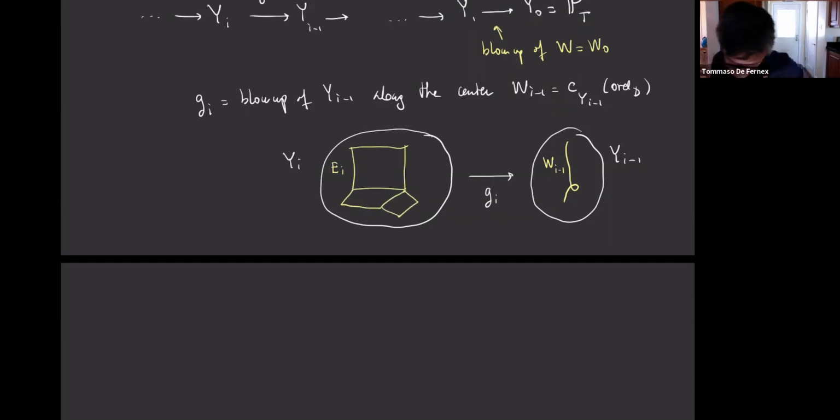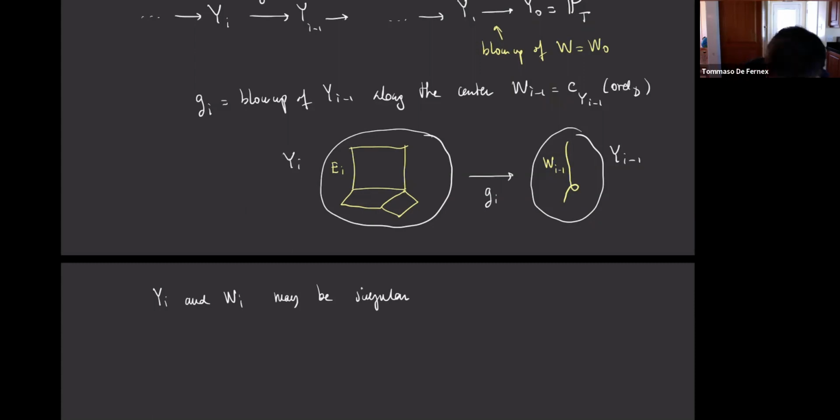So the point here is that y_i and w_i may be singular. After all, I don't know anything about the center besides being a subvariety. Even at the beginning, w_0 is a subvariety in some smooth variety y_0, but the subvariety could have singularities. So if I blow up a singular variety, there is no guarantee that what I get in the blow up is smooth. And in fact, there's no guarantee there is a unique exceptional divisor. It could have many components.